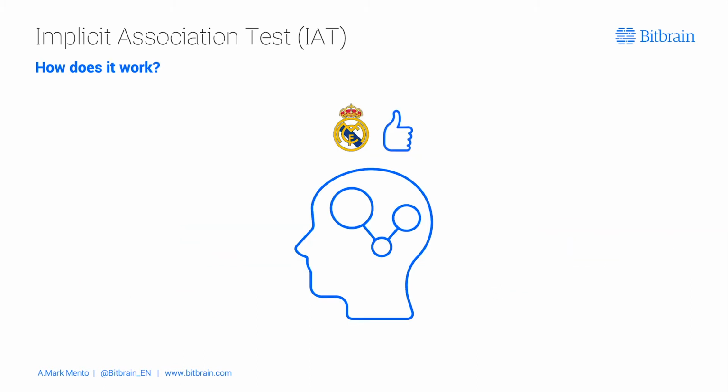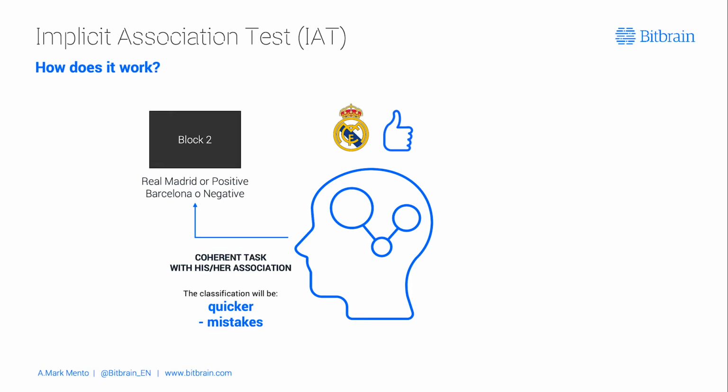Okay, so let's say that participant number one associates Real Madrid with positive attributes. When this participant is in block two, in which she has to classify Real Madrid with positive and Barcelona with negative, because this is a task that is coherent with her associations, she's going to respond faster and with fewer mistakes.